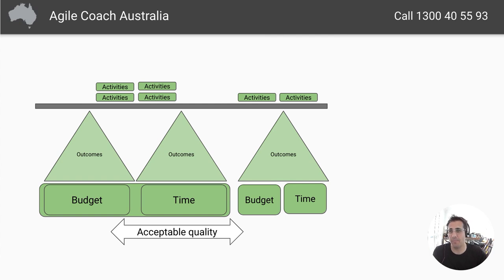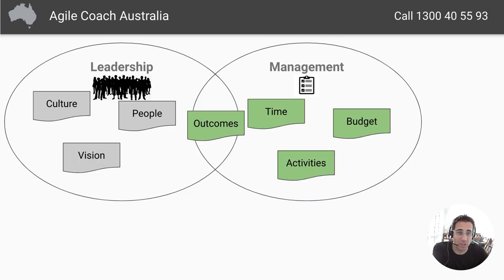Okie dokie, so I'm going to jump over that. I'm going to go and review now what we've covered. So we focused on management, not leadership. There will be an episode on leadership in the future, but to be fair, agile communities talk a lot about the mindset of leadership. The management in projects really needs to focus on time, budget, and activities with a goal to delivering outcomes.